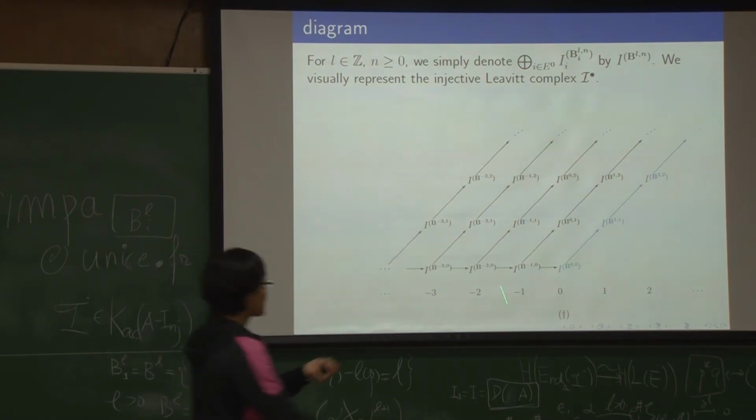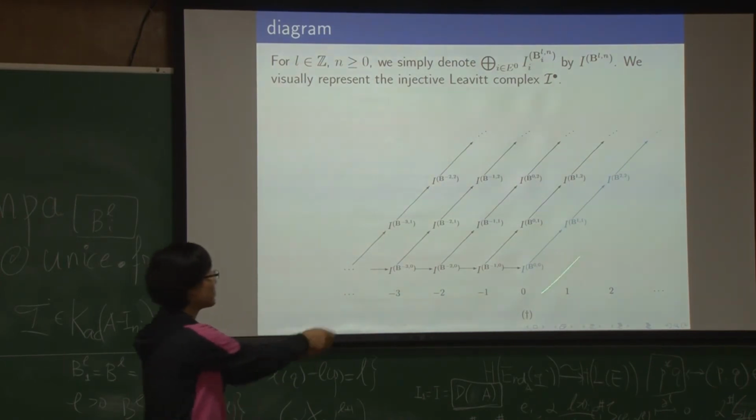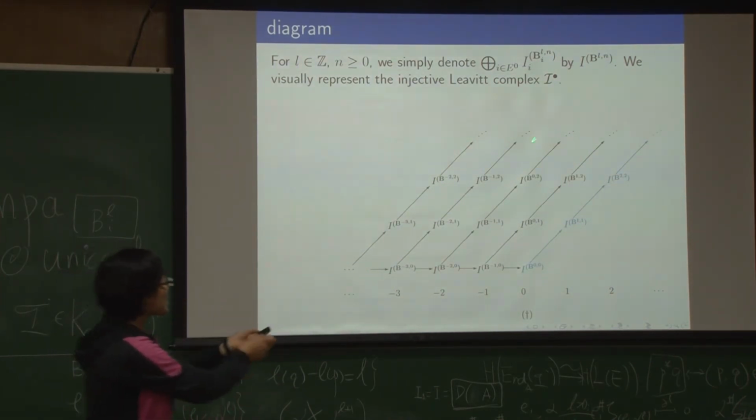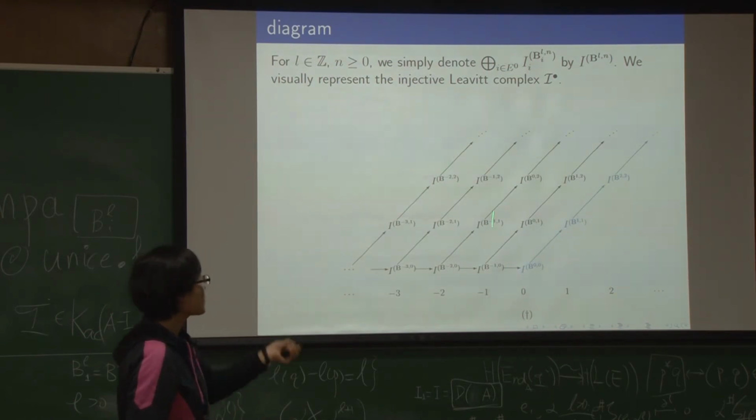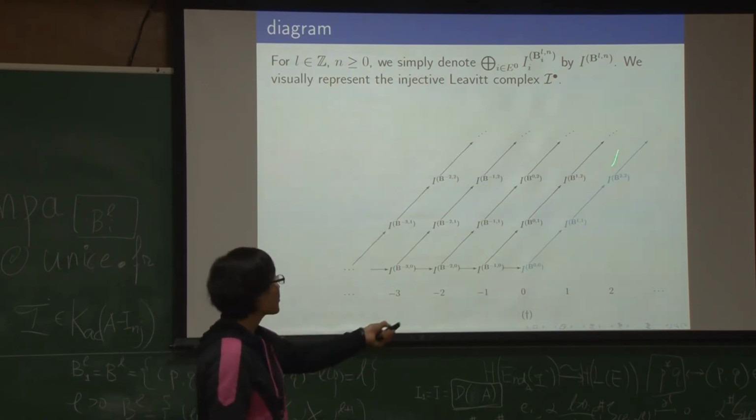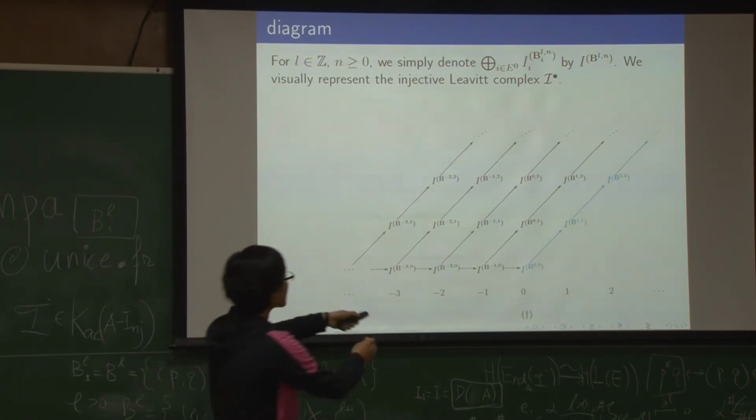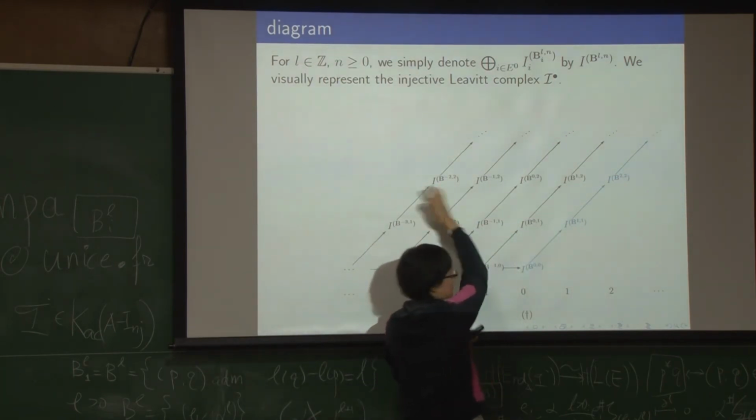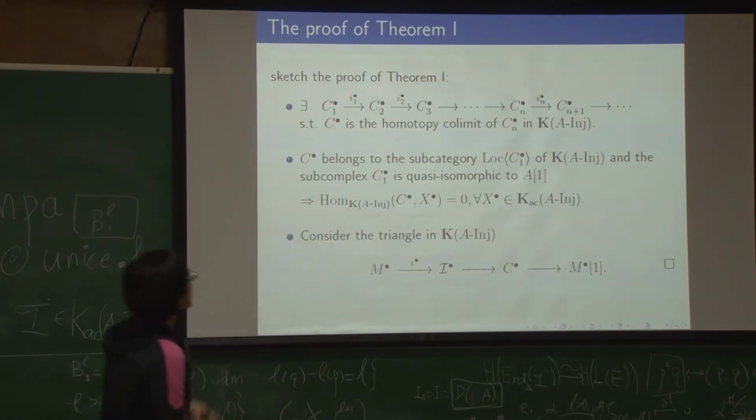Here we have a picture for this complex I. The whole piece is our complex I. The component of I is the direct sum of the objects in this column. This is the minus 1 column, the minus 1 component. This is the zeroth component. And here, the blue diagonal line is the subcomplex L. The other part is the coconut complex C. So we can easily prove this.